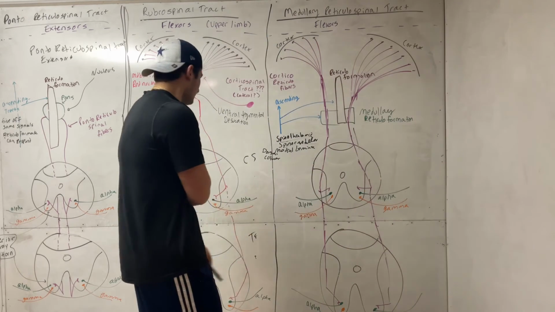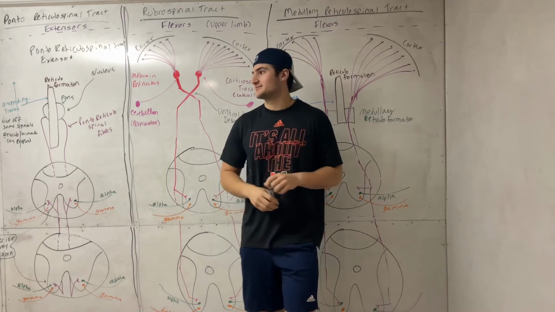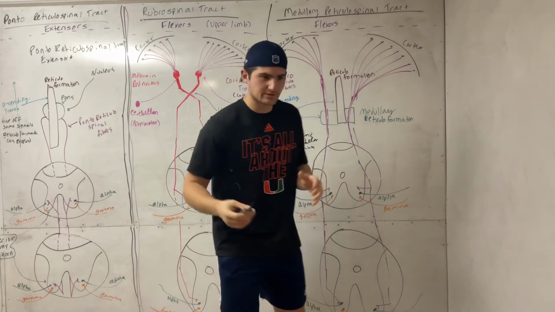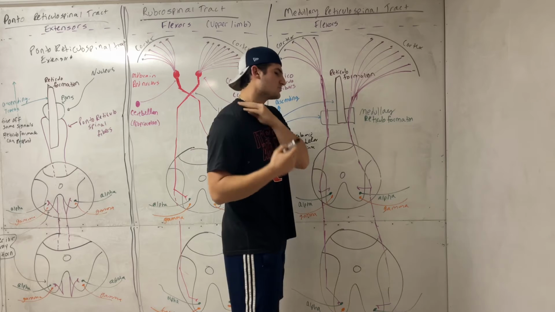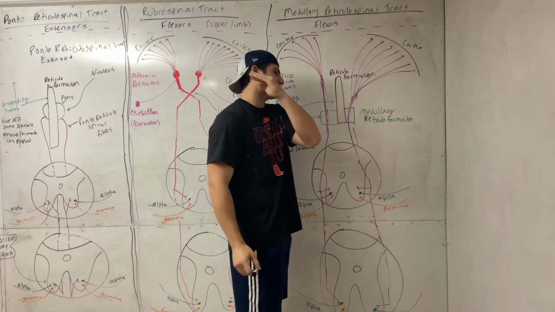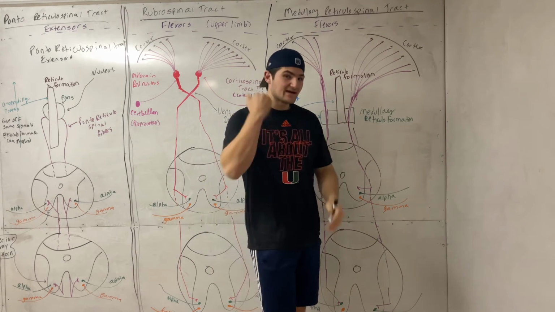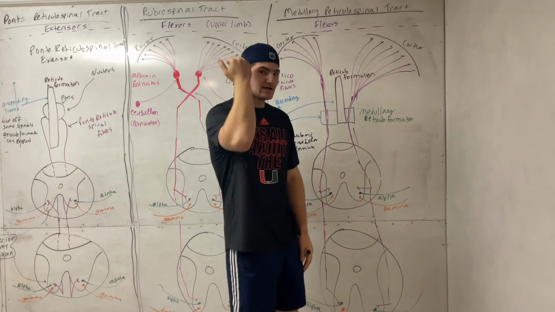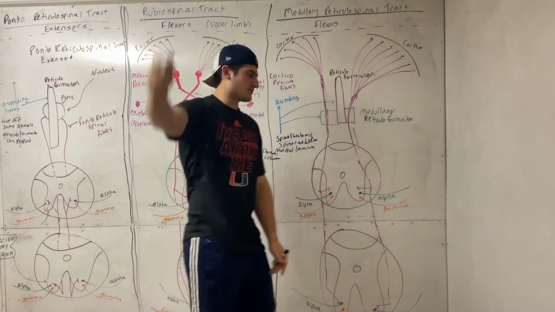Now, we're done. We're done with the tracts, finally. So, in the coming videos, what are we going to do? Well, we started off with the spinal cord, right? Right over here. Now we're going to ascend up. We're going to ascend up into the medulla. After the medulla, we're going to ascend up into the pons. And then we're going to just keep ascending up further and further and further.